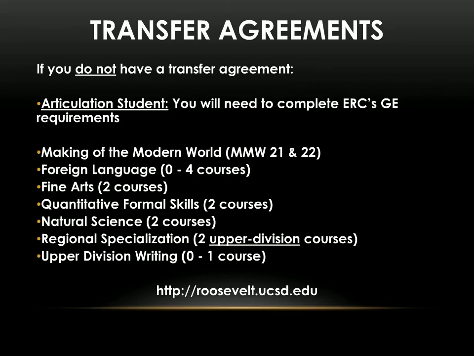If you transferred to UC San Diego without any agreement, you are considered an articulation student. You will be required to complete all the lower division and upper division general education requirements for ERC. An academic counselor will review your transfer work to determine which lower division and upper division GEs have been cleared by your transfer work. You will need to complete the remaining requirements. You can review the GE requirements on the ERC website to help you determine which GEs are needed.